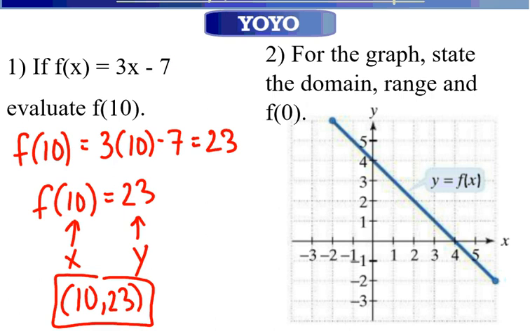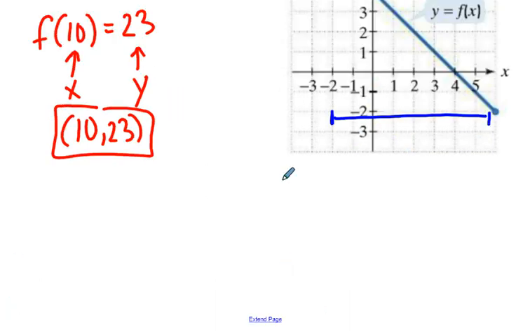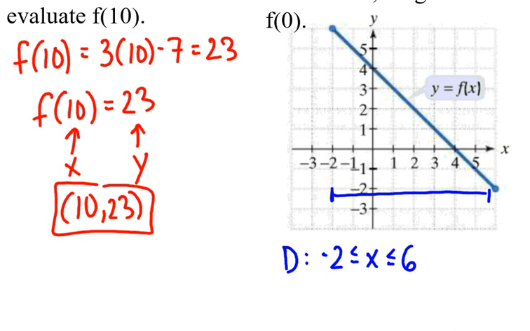Over here, your domain, the smallest x value you get is -2. The largest x value you get is 6. So your domain goes between -2 all the way to 6. Your range, the smallest y value, is also -2. That's just coincidental, doesn't always happen. All the way up to 6. Hey, they have the same domain and range value.